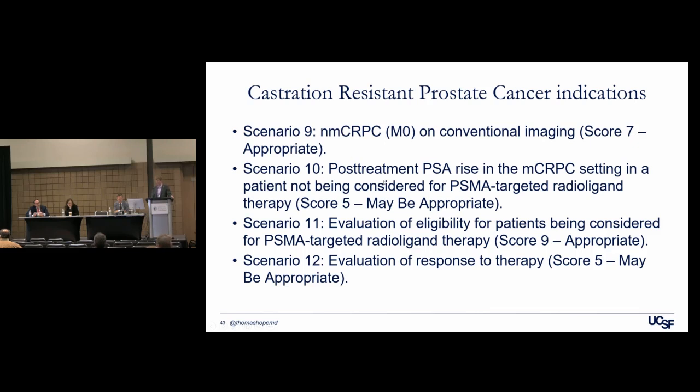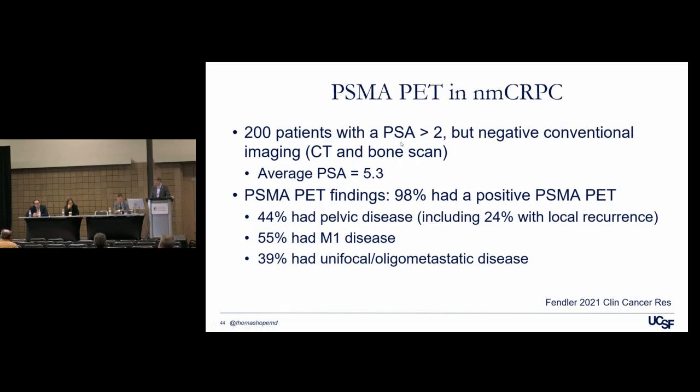But in patients who have, for example, a post-treatment rise in the metastatic setting, who aren't being considered for PSMA radioligand therapy, there's no clinical role for localizing that disease, so it's not appropriate. If you're being evaluated for lutetium-177 PSMA-617 therapy, then obviously this would be very appropriate, and so that should be indicated. And then right now, for evaluation of response to therapy, this is not indicated. So really only in the mCRPC setting, if you're being considered for PSMA RLT, or in the M0 CRPC setting, would this be indicated.